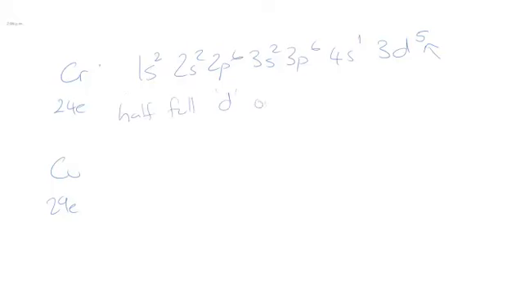Now there's 2 other ones that you need to know. Chromium, copper. Now if you do chromium, you'd probably do it something like this. And you'd go through the process, and that would be 24 electrons. There's only one thing. What happens in reality, instead of being 4s2, 3d4, it goes to being 4s1, 3d5. What we find is that here, having a half full d orbital gives it a special stability. It's kind of low in energy. And so it does this instead.